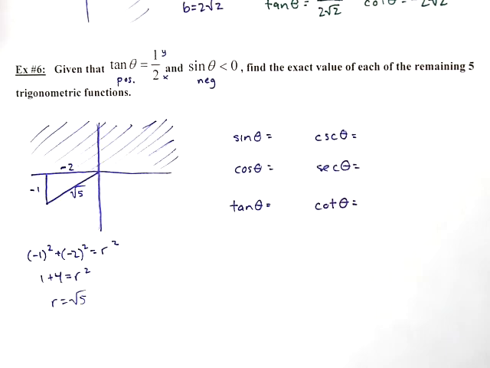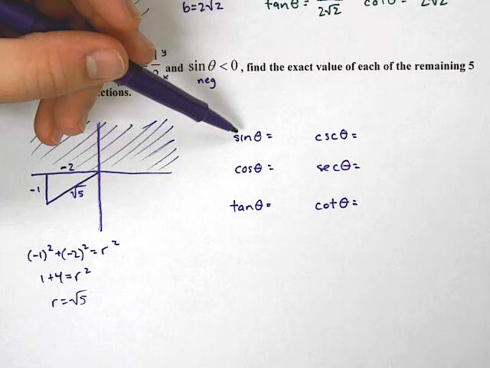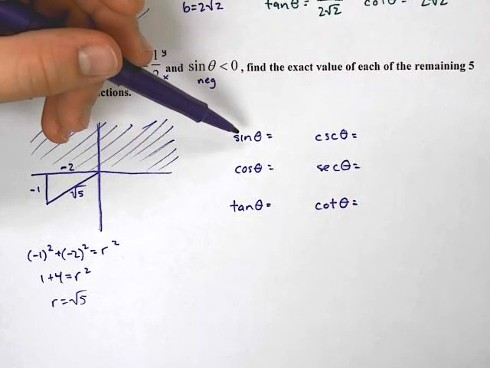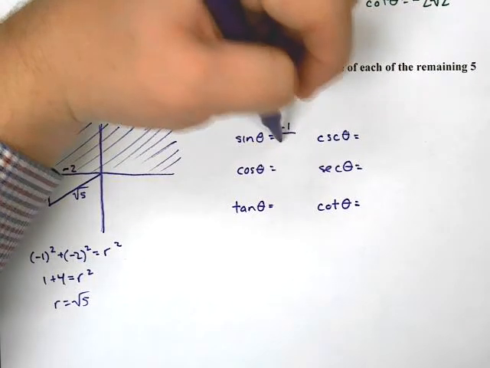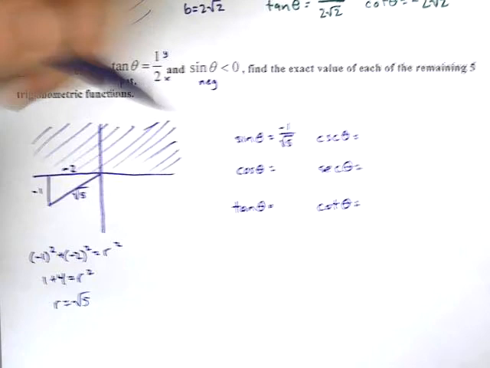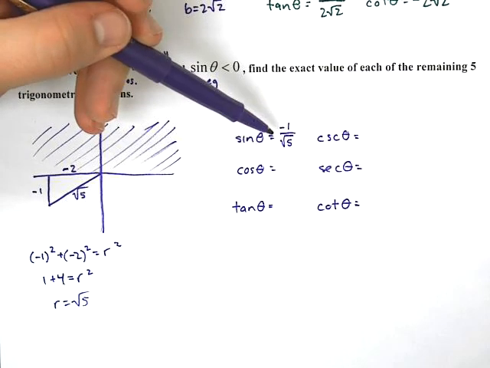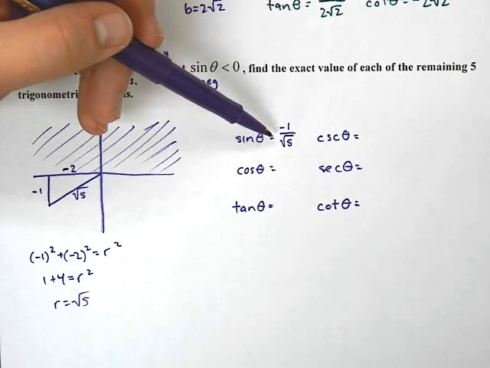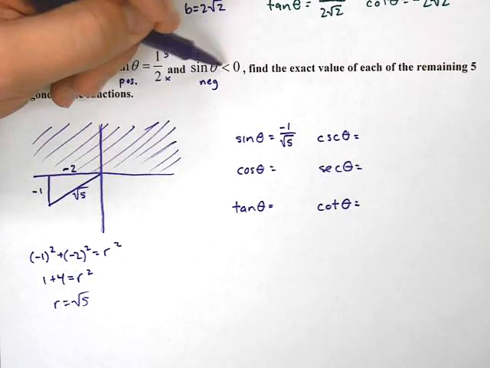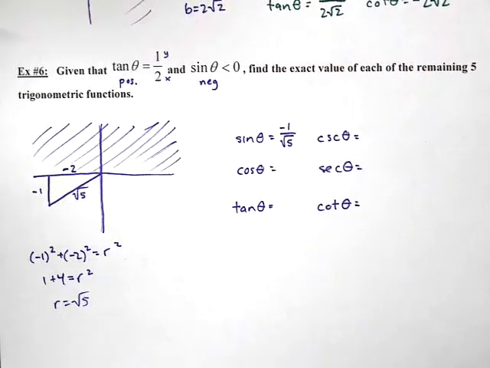So sine is y over r, negative 1 over root 5. Negative 1 divided by root 5. This is where I am completely okay with you just leaving this. I do not need you to change or rationalize the denominator. Good check here. Didn't we say sine was supposed to be negative? It's negative. Beautiful.